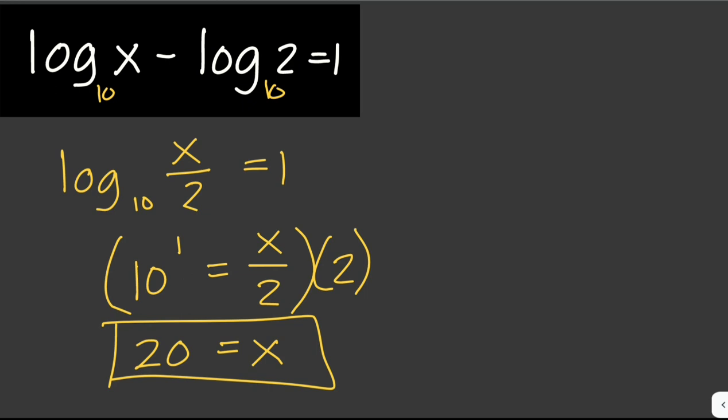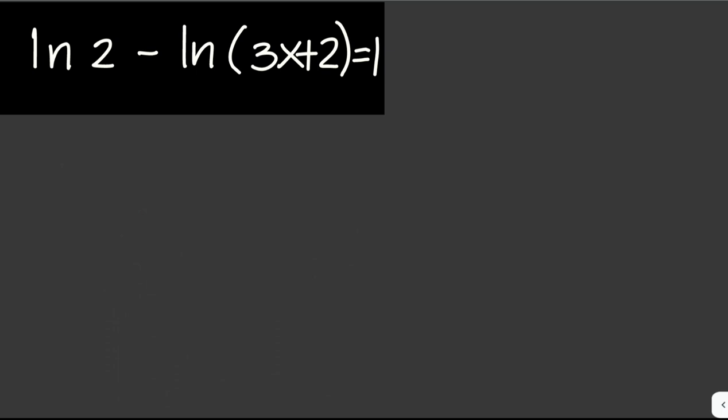Okay, let's solve another one. ln of 2 minus ln of 3x plus 2 equals 1. So ln here means that we're dealing with a natural logarithm.